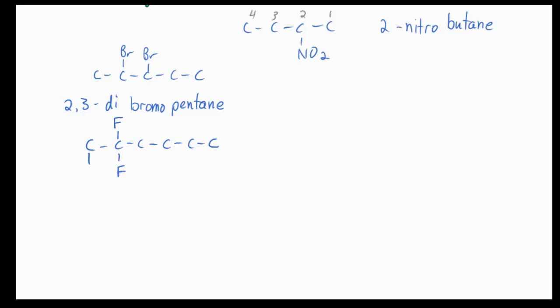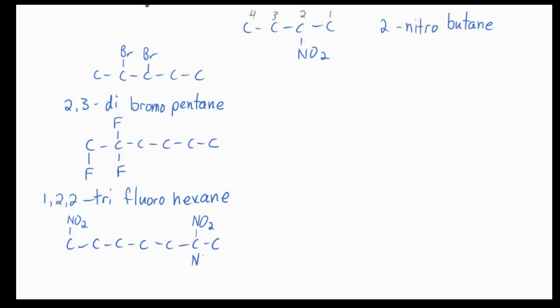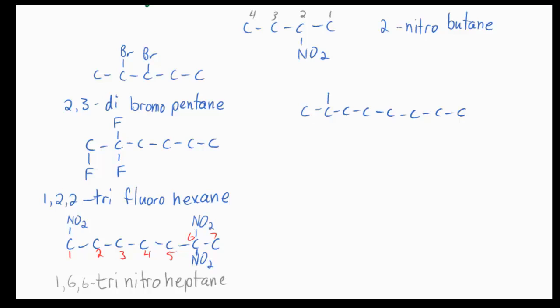6 carbons long is hexane. 3 fluoros is trifluoro. They are on 1, 2, and 2 carbons. Numbers for 1, 2 trifluorohexane. We can also have trinitro. In this case, trinitroheptane. Number in such a way that the first nitro gets the lowest possible number.